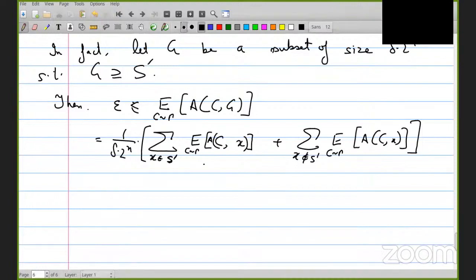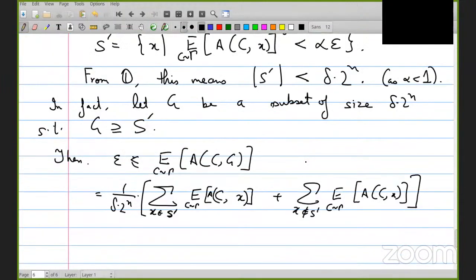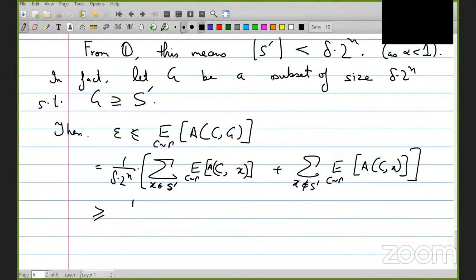Right? Now these guys, all of them might as well be zero, but these guys will be contributing at least alpha times epsilon, right? So at least alpha. So this whole thing is bigger than 1 over delta times 2 to the n. So this guy can contribute 0, right? Or in fact even minus 1. So this can contribute minus 1.